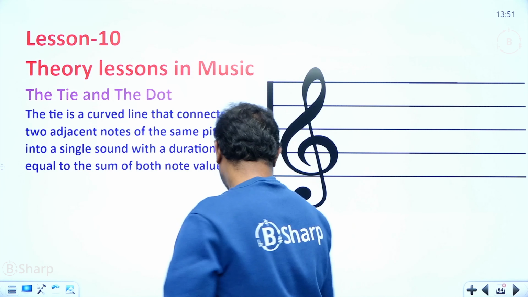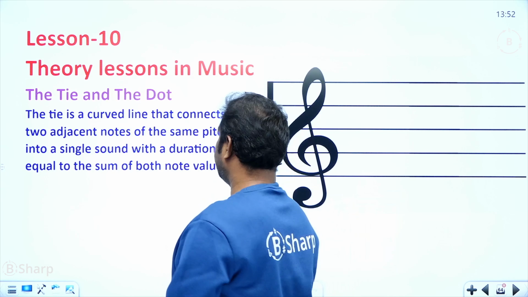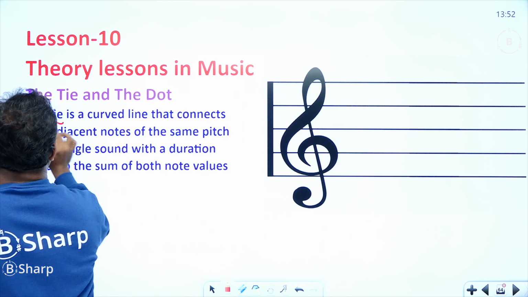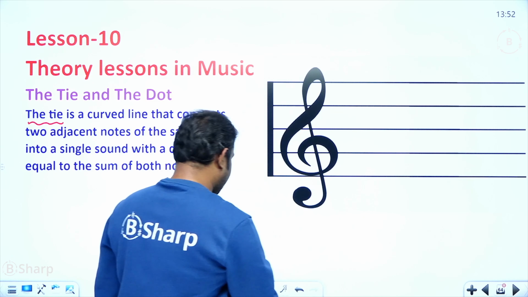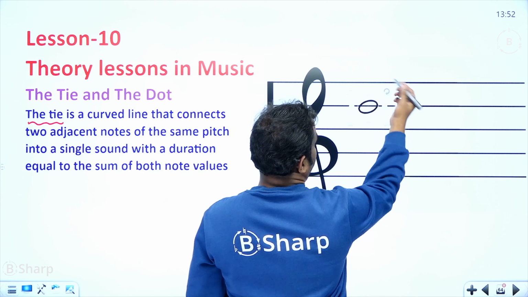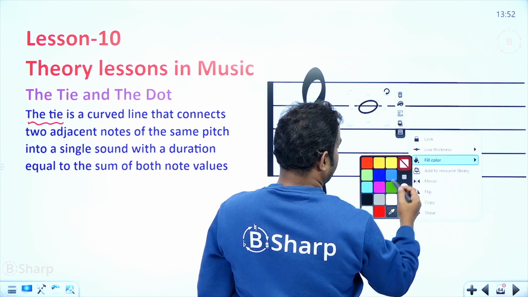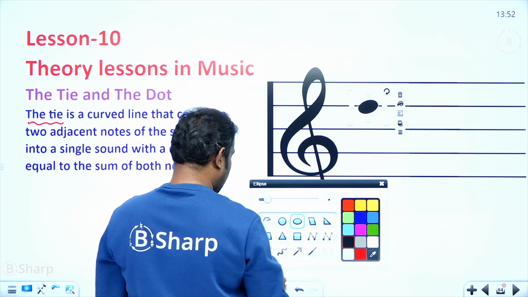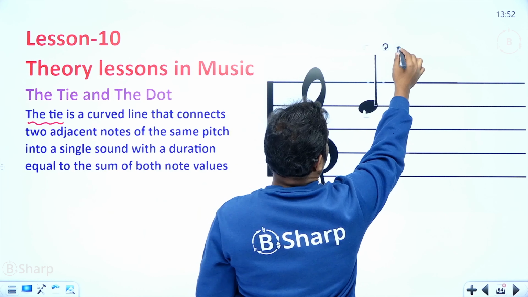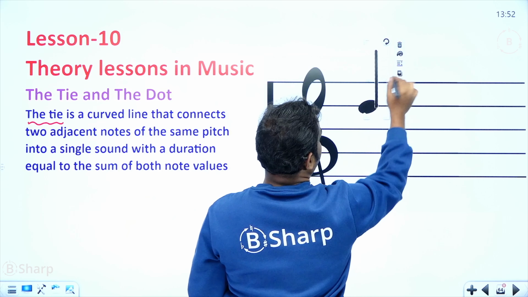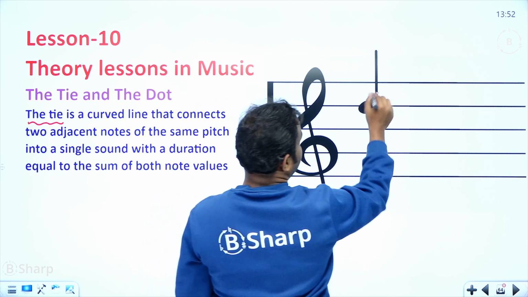Here, the tie and the dot are what we are discussing. First, we'll discuss what we mean by a tie. If you look at this music sheet, there is a note here which needs to be played. The note to be played looks like this, which you can easily observe now.